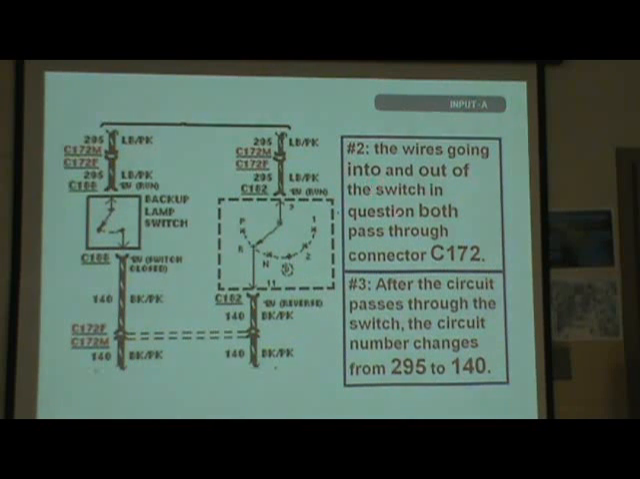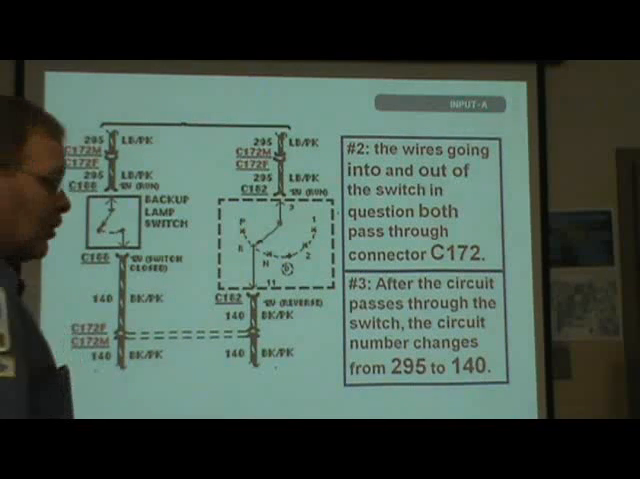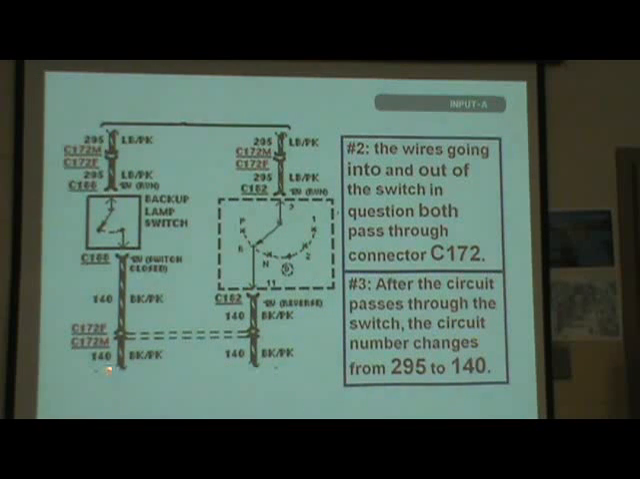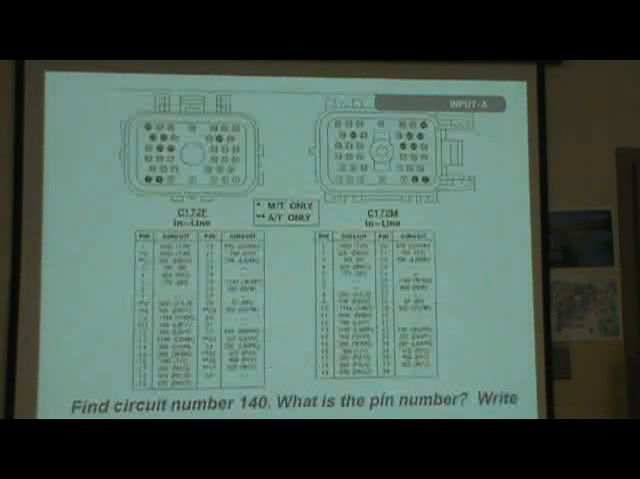Okay, the wires going into and out of the switch both pass through connector C172. In other words, going in and coming out, it's going through the same connector. After the circuit passes through the switch, the circuit number changes from 295 to 140. Now, see there? It's black pink. It was light blue pink. See, it's changed colors.